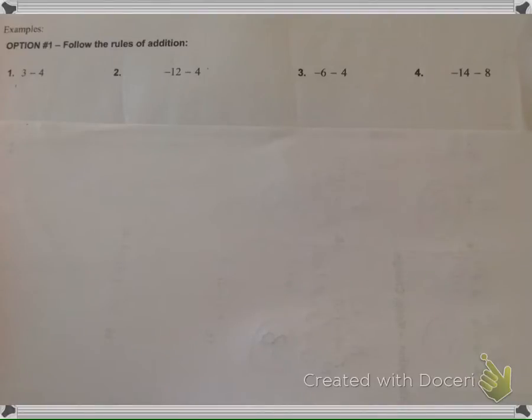Okay, the first problem you have is 3 minus 4. I'm going to just make that a little bit bigger for you. You can look at this as 3, which you could think of as a positive 3, and this 4 you could think of as a negative 4. That subtraction sign, you could think of it as a negative, or you could think of it as a subtraction sign. So I'm going to think of it as a negative 4.